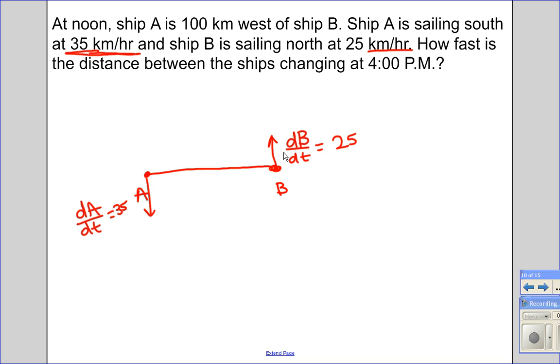How fast is the distance between the ships changing? So I don't want to know what the distance is, but how fast is that distance changing? So what I'm being asked about, I'll call that S, for between the ships. So the question is, how fast is that distance between the ships changing 4 hours later? Well, what is the rate of change, or what is the difference between the ships 4 hours later?